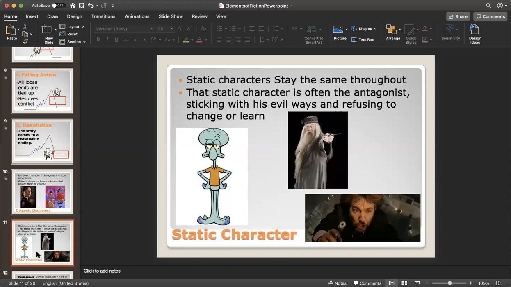A static character is more or less the opposite. A static character is one that stays the same. My friend Squidward right there. Squidward is going to be Squidward no matter what happens. Yes, there are moments in the episodes where he's a little bit nicer, but more or less he's the same guy. Dumbledore, he's the same guy. They do not change over the story. Dynamic characters change. Static, hashtag not change. They do not change over time. They're more or less the same.